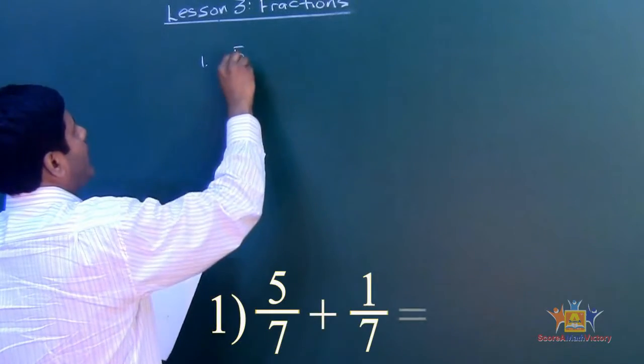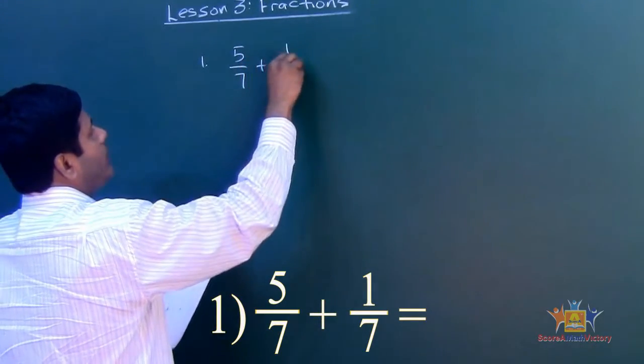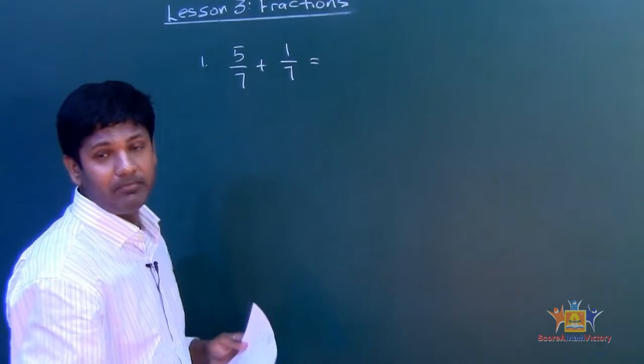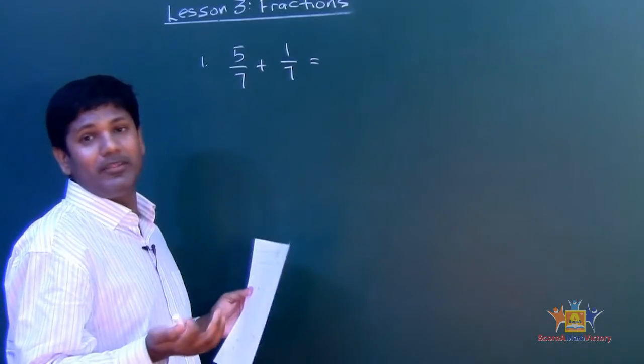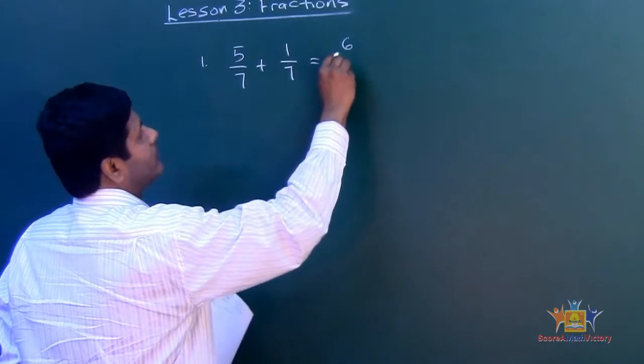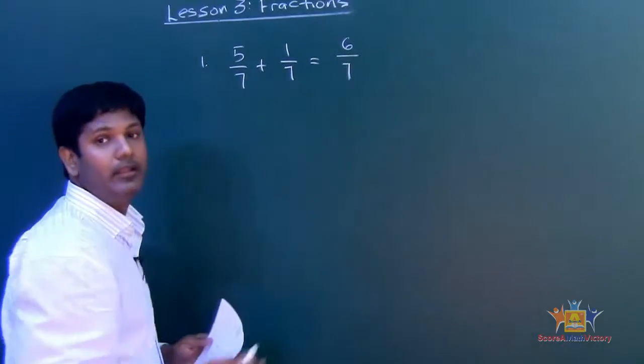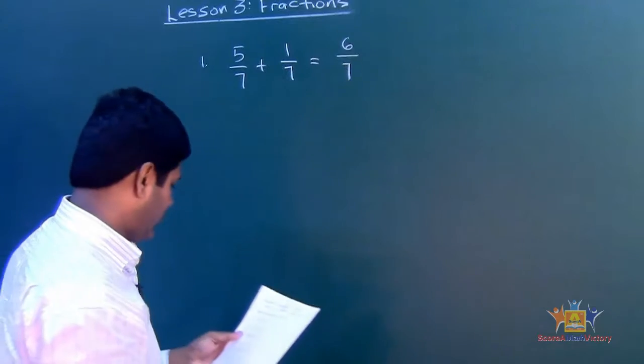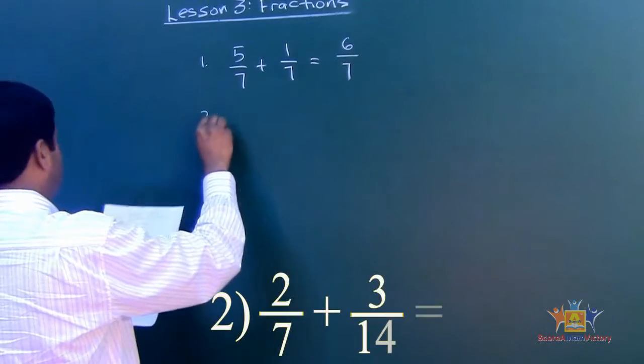So, we got 5 over 7 plus 1 over 7. Pretty easy. Why is that? Because they both have a common denominator. If you just add them, all right? 5 plus 1 is 6 over 7. You bring the denominator across. Okay, good.